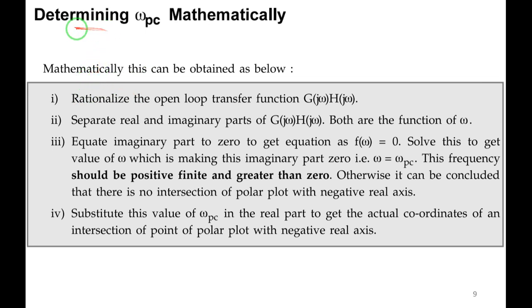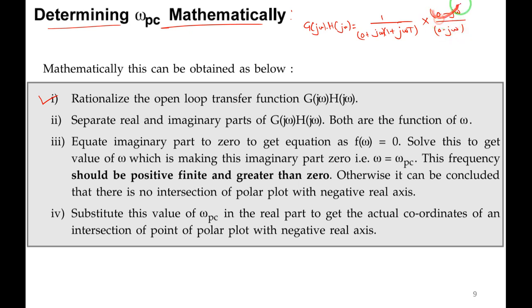Okay. How to determine omega pc mathematically without looking at the graph, right? First, rationalize the open loop transfer function G(j omega) H(j omega). I'll tell you how to rationalize. Let me assume that G(j omega) H(j omega) is equal to 1 by j omega into (1 plus j omega T), something like this. Suppose this is the transfer function. How to rationalize it? So j omega, 0 plus j omega I will write. Right? So 0 minus j omega. 1 plus j omega T, 1 minus j omega T.